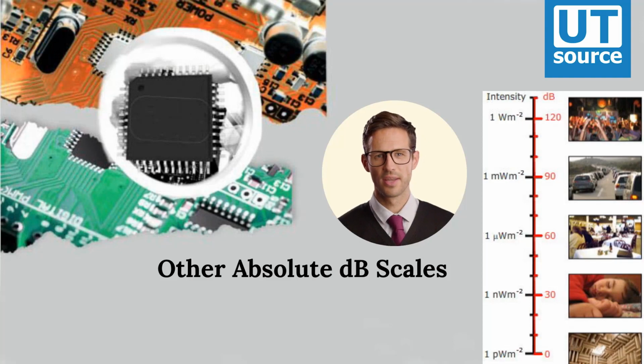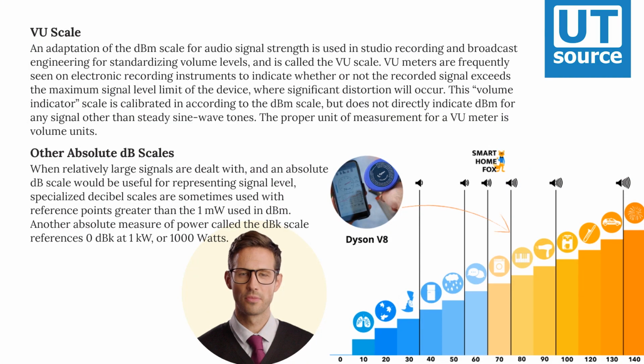Other absolute dB scales. The VU scale, an adaptation of the dBm scale for audio signal strength, is used in studio recording and broadcast engineering for standardizing volume levels and is called the VU scale. VU meters are frequently seen on electronic recording instruments to indicate whether or not the recorded signal exceeds the maximum signal level limit of the device, where significant distortion will occur.